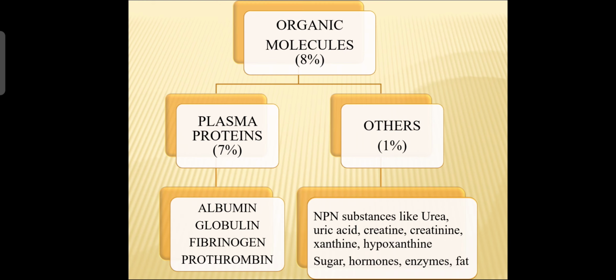So what are the organic molecules? 8% is plasma protein 7% and other 1%. So plasma proteins are albumin, globulin, fibrinogen and prothrombin. Other 1% is NPN substance, non-protein substance like urea, uric acid, creatinine, xanthine, hypoxanthine, sugar, hormones, enzymes and fat.